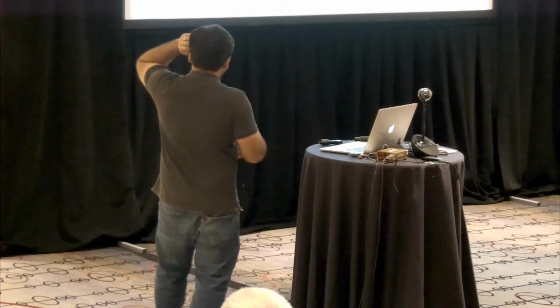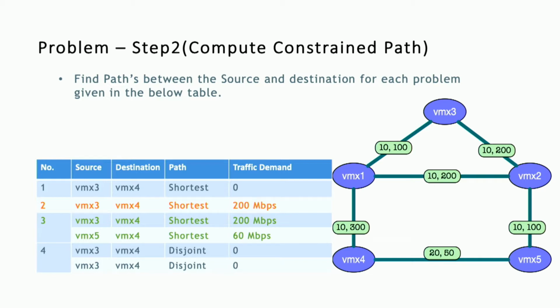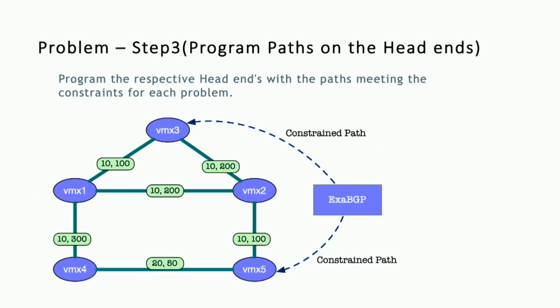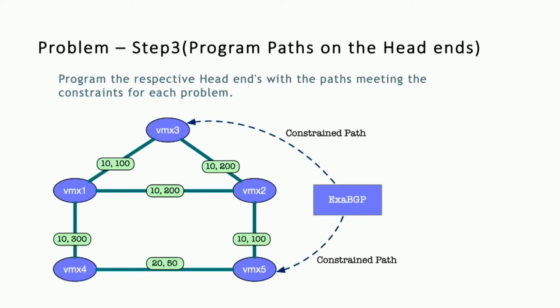In this example, what I have is 3 and 5 as the two headends where you're going to program the path. But if you are solving 1 and 2 or 4, you just need to program the VMX3 as a headend because that's where you're going to program the path. If you're solving problem number 3, then only will you actually be talking with 5 as well at the same time. So if you just focus on the first few problems, just focus on programming it to the VMX3.